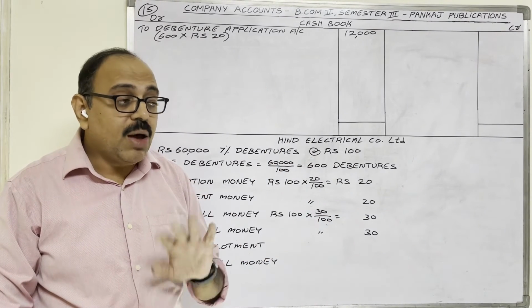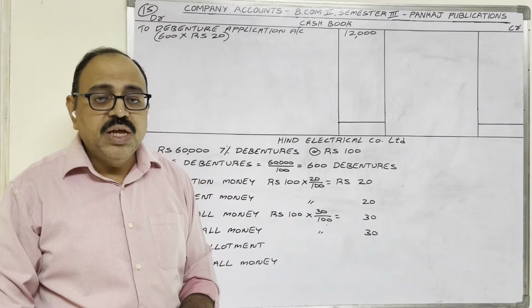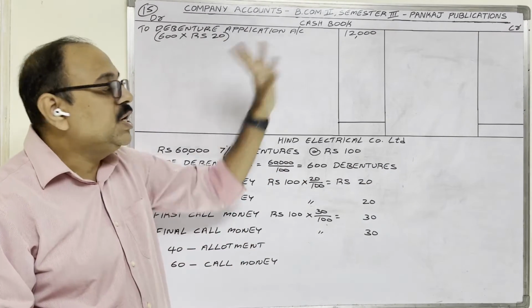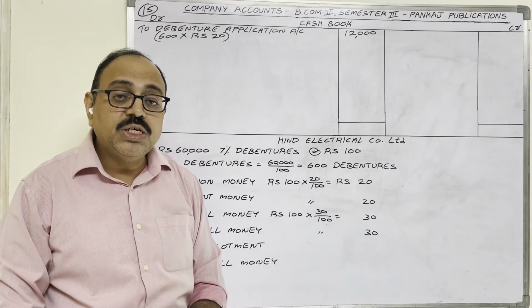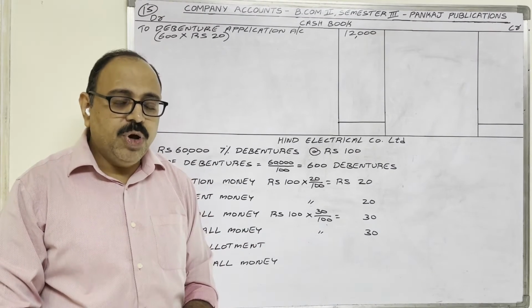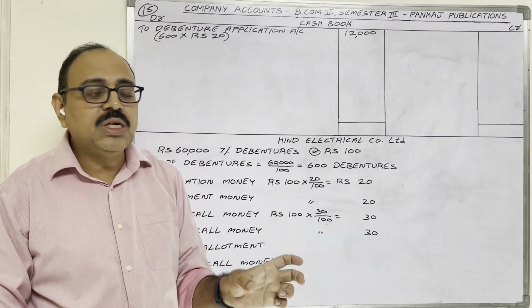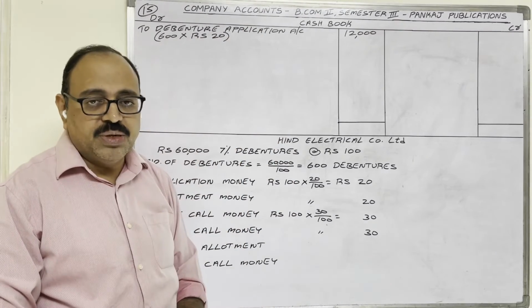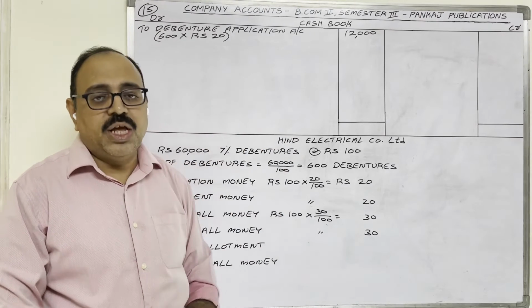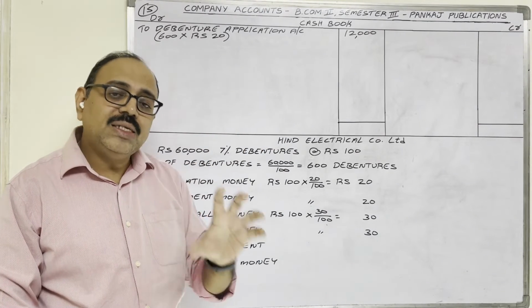Because in future the company has to return that money to them. Instead of crediting applicants' names, we are crediting debenture application account. So debenture application account is also a personal account, just like share application account, because instead of writing applicants' names, we are writing the words debenture application. Next is for transferring application money to debenture account. In the journal, we write this transfer entry.